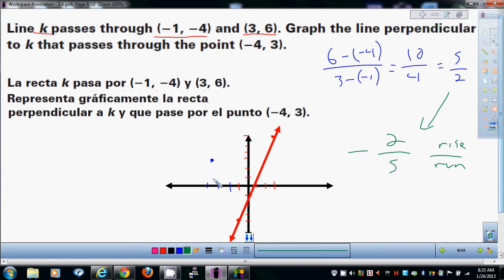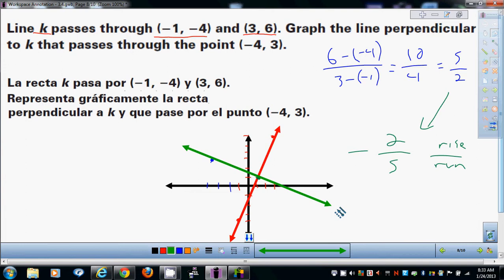Connect your dots. Now, my line might not look perfect because I just sketched it. But when you connect your dots, that should be your perpendicular line. And that's how you sketch it accurately. You take your slope and you count. Down 2, over 5, 1, 2, 3, 4, 5. Connect your dots. They wanted you to sketch it, so that's what you have to do.